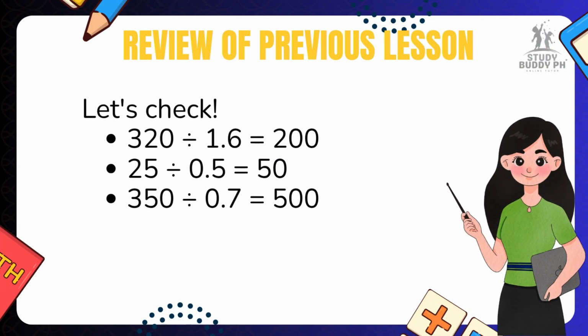Let's check your answers. 320 divided by 1 and 6/10 equals 200. 25 divided by 5/10 equals 50. 350 divided by 7/10 equals 500.